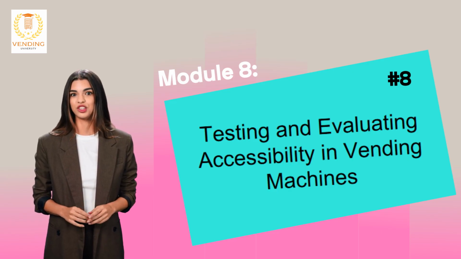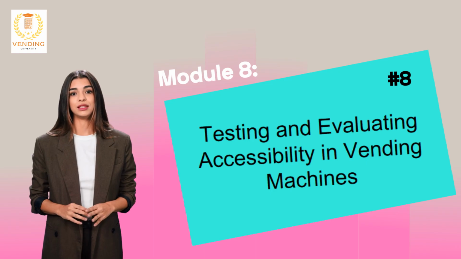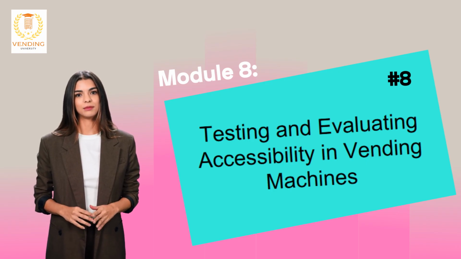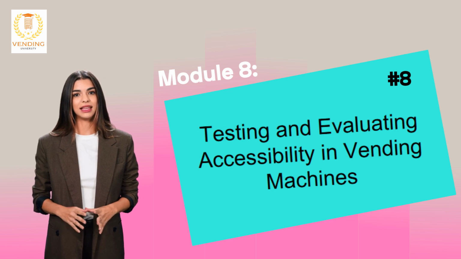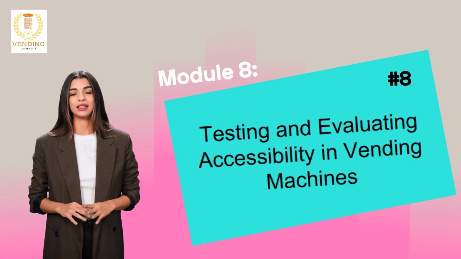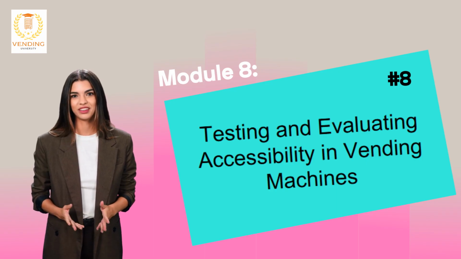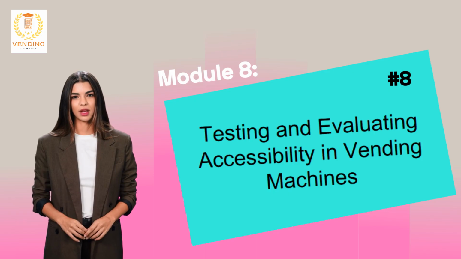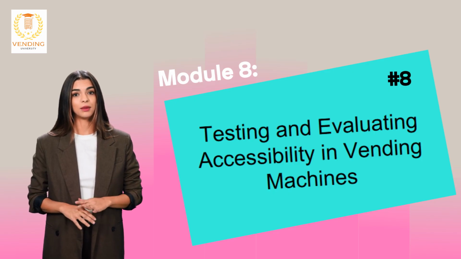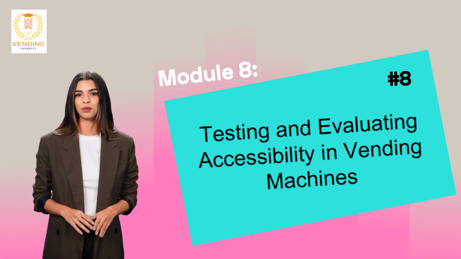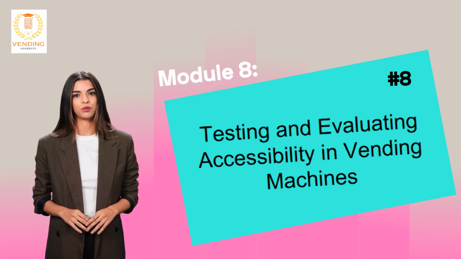Technical evaluations check that the machine's physical features, controls, and interfaces meet guidelines such as those set by the Americans with Disabilities Act, ADA. This includes verifying button height, reach range, payment system usability, and the presence of assistive technologies like voice guidance or tactile buttons. Measurements and specifications must align with recognized standards to avoid legal risks.